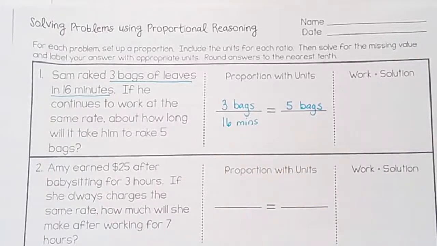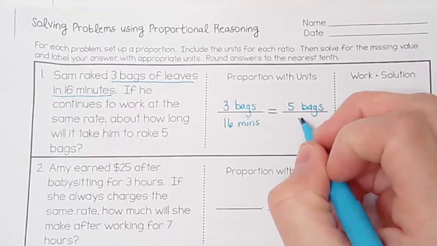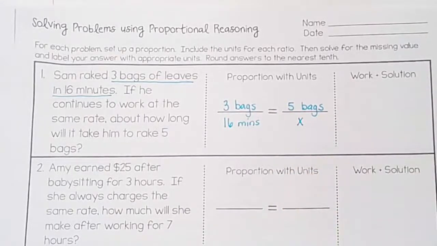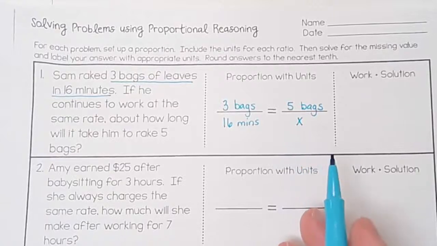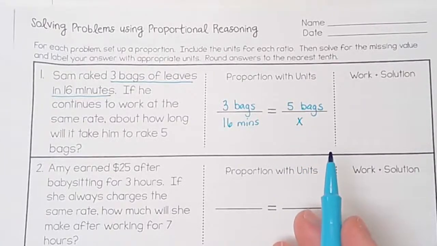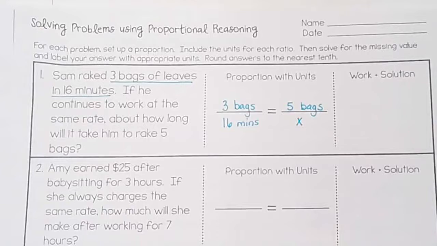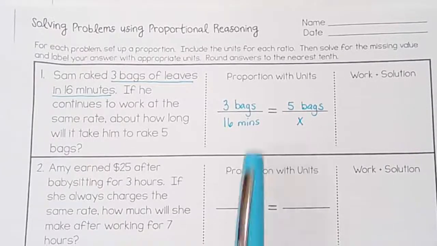And then it clearly says about how long will it take. Clearly, I'm missing the time. I don't know how many minutes it is going to take him. So that's what we're trying to figure out. I don't know just yet. Whatever I get here is going to be the number of minutes it takes him to rake these 5 bags. Now once again, I've told you you can find a quick way to do a proportion. But for this one, there's no quick way to go from 3 to 5. There's no simple connection there. So we have to do cross multiplying.